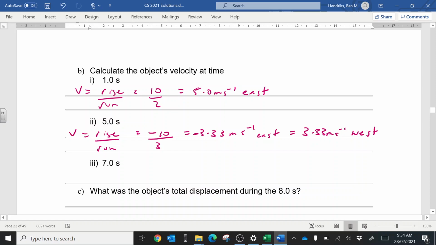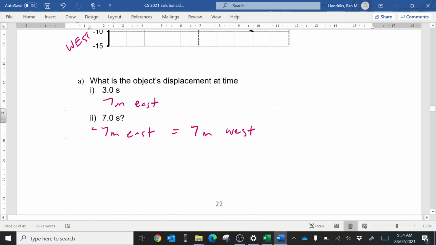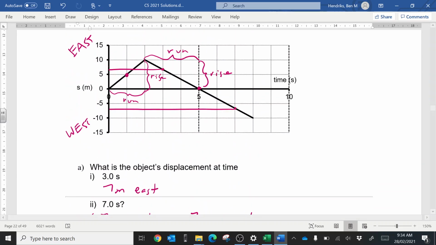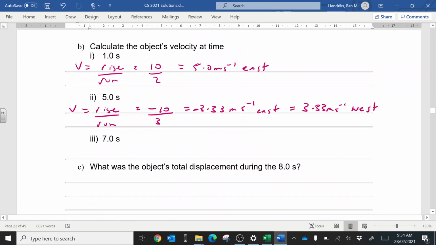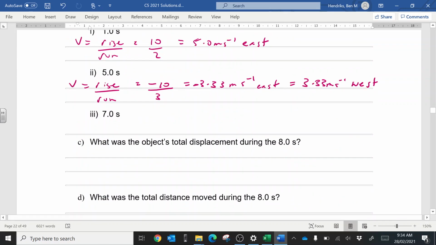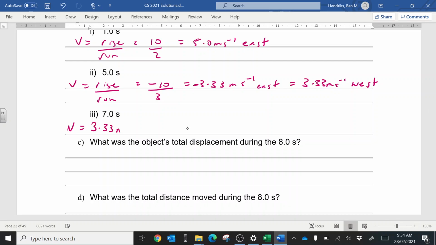The third velocity here is at 7 seconds, and just notice that at this point, it's on the same line as the point at 5, so it's going to have the same velocity. So it's also going to be v equal to 3.33 meters per second west, same as part 2.